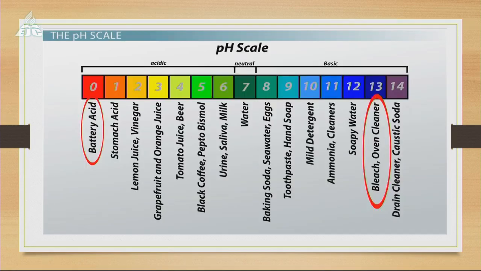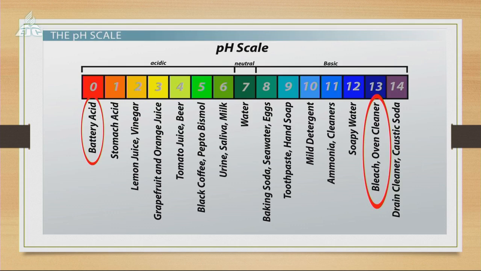All right, let us look at this chart now, which has a couple of everyday substances. So we start with battery acid, which has a pH of 0. We don't want to go near that. Stomach acid 1, lemon juice and vinegar 2. We have again neutral pure water. Then we can look at mild detergents at 10. At 13, we have bleach and the oven cleaner, very, very alkaline. And of course, drain cleaner, caustic soda, has a pH of 14.